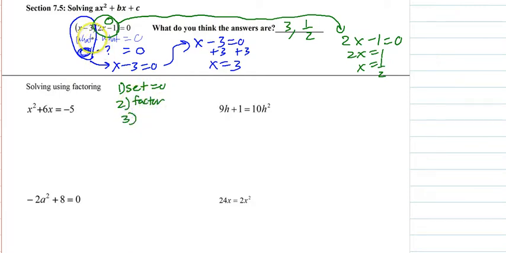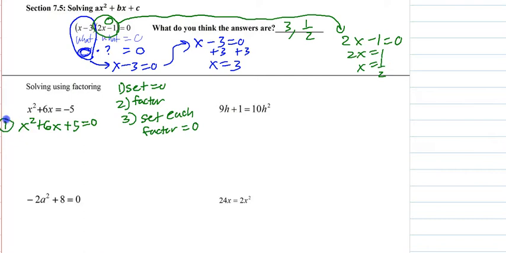And then number 3, after you've factored it and you've set it equal to 0, you can now take each of those factors and set them equal to 0. So that's our key steps. We need to have it, number 1, set equal to 0. They need to be factored, and then we can solve for those factors.